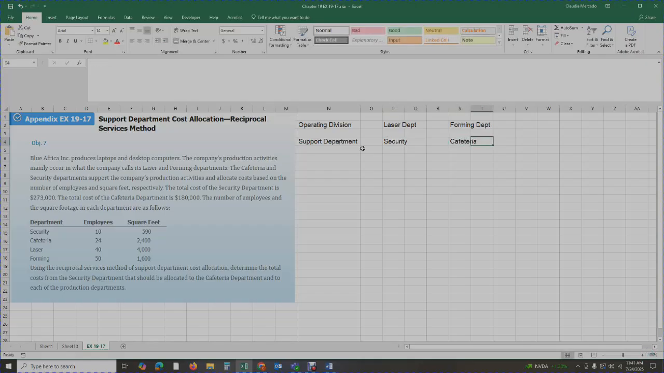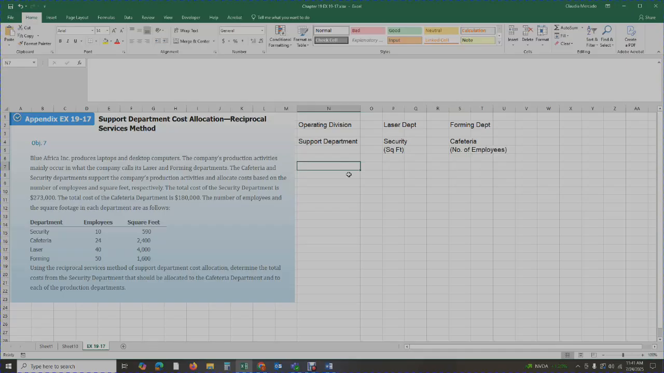It's important we organize our thoughts, okay? So now the security department, the cost is distributed based on square feet. Okay? So the cost is distributed based on square feet. For the cafeteria, the distribution is based on the number of employees. That is how we distribute the cost for the security and the cafeteria support departments, okay?